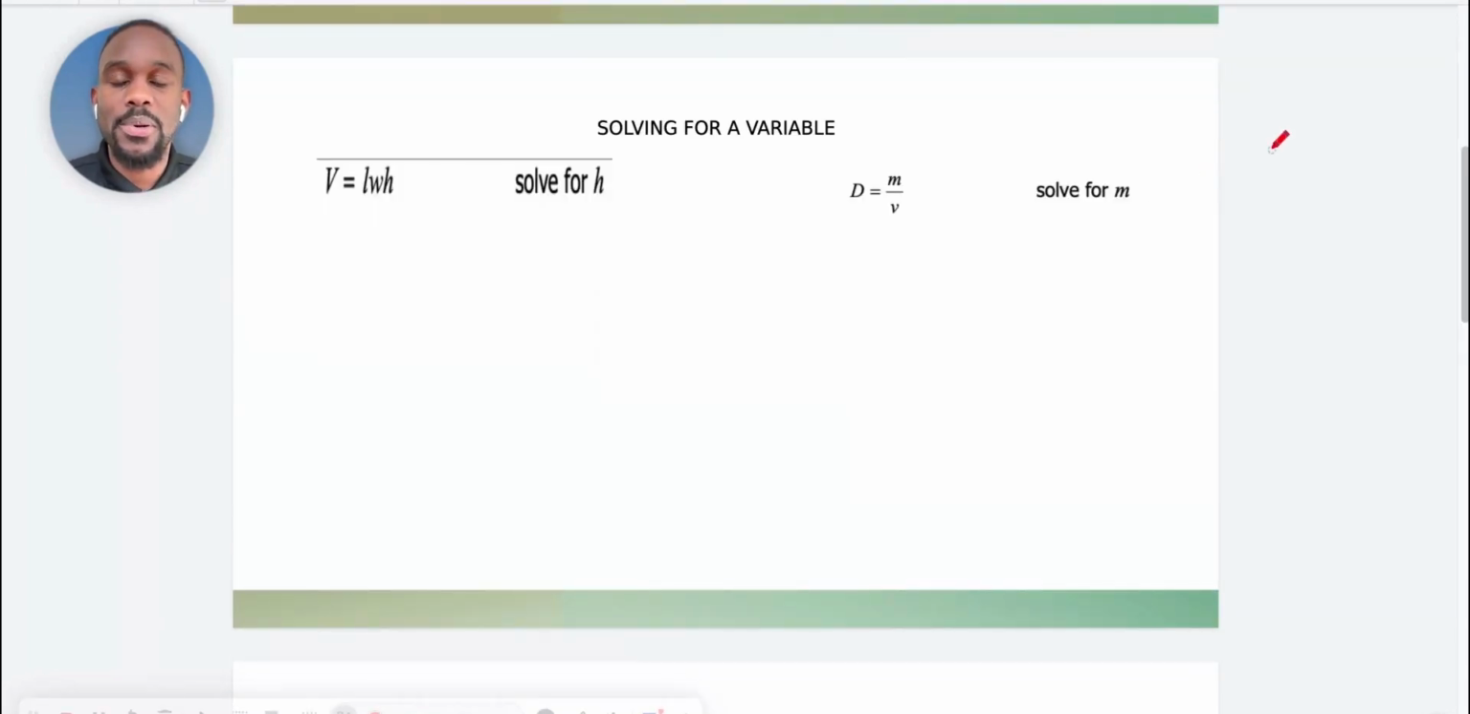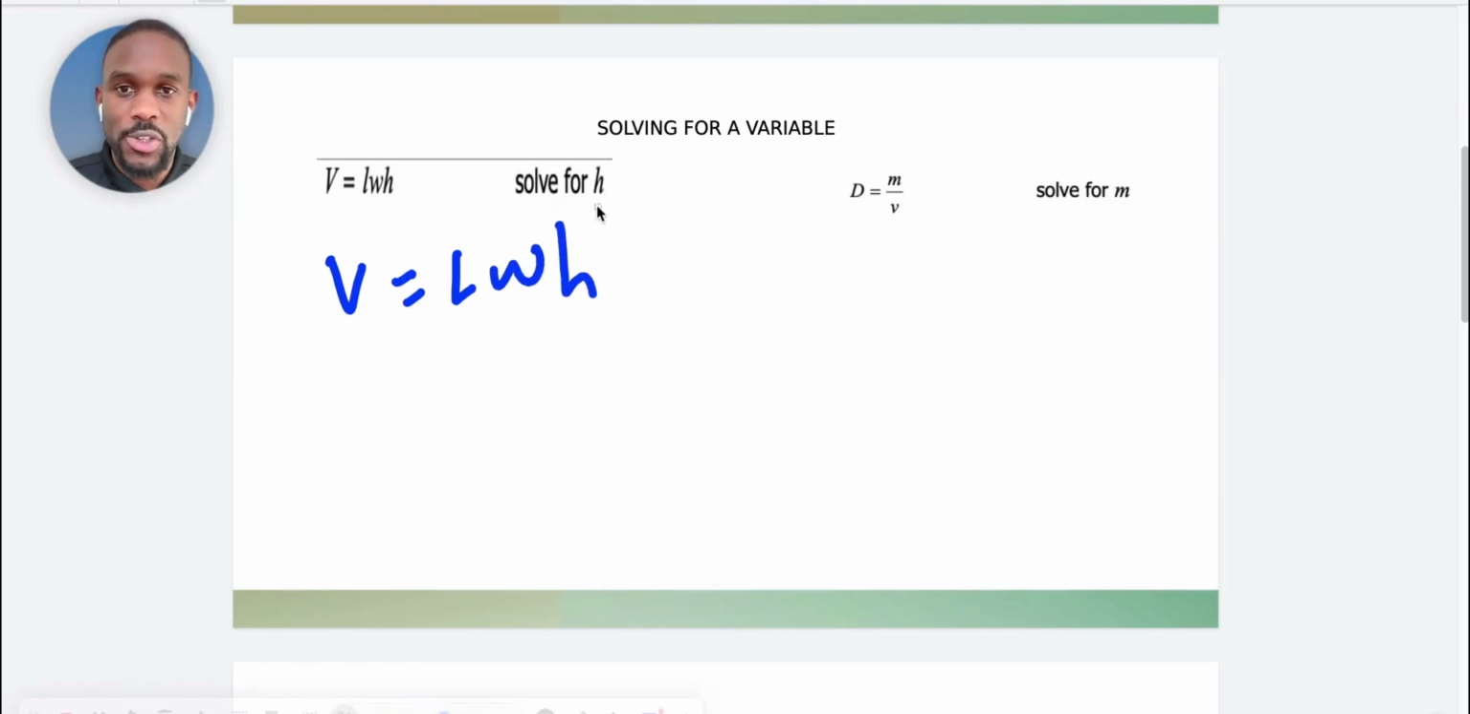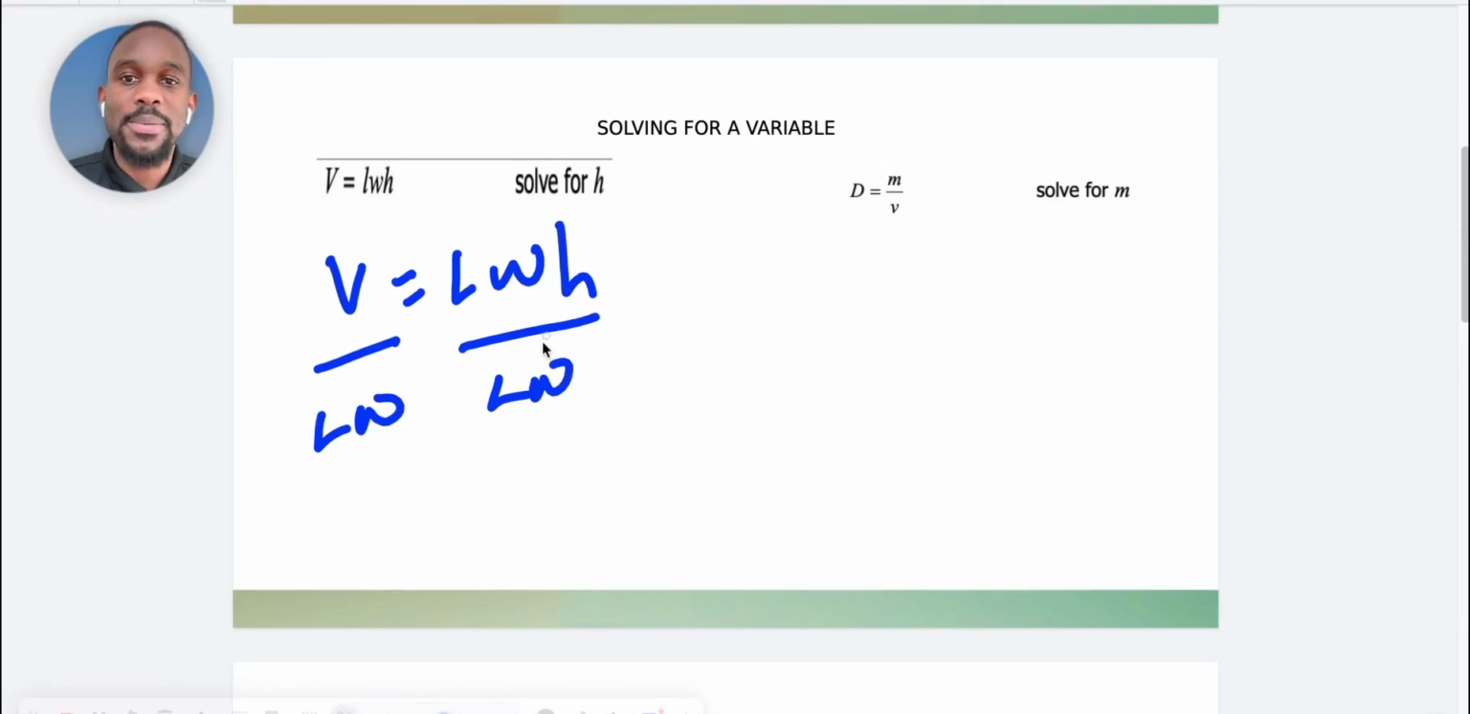We're given an example below telling us that V is equal to L, W, H, and they want you to make H the subject of the expression, or solve for H. That means you have to undo L, W. We're going to divide by L, W on this side, and we're going to divide by L, W on this side. Then you'll find that L, W cancels with this L, W, and we're going to have H is equal to V over L, W. So we've made H the subject of this expression. That's what it means. We've solved for H.